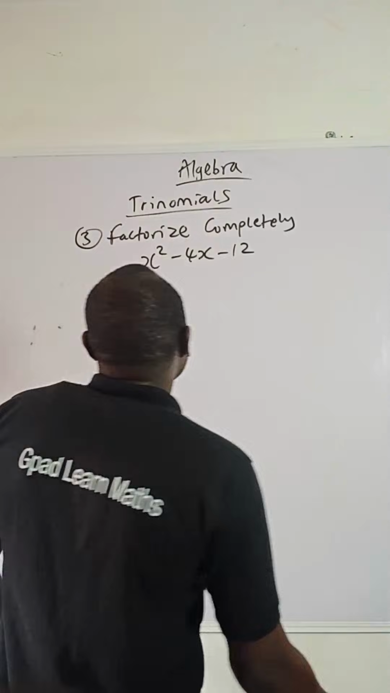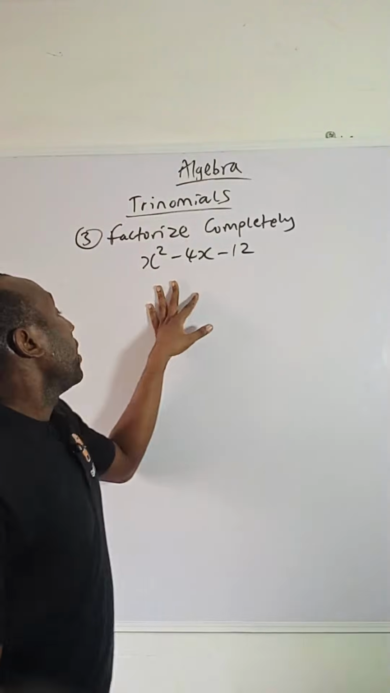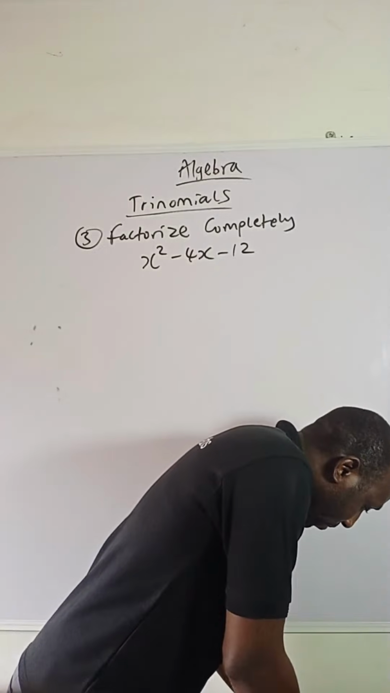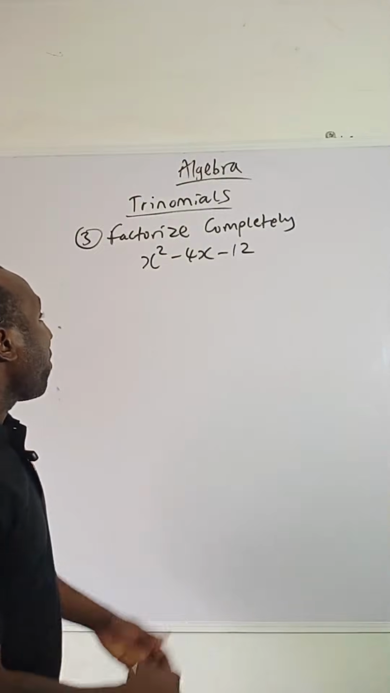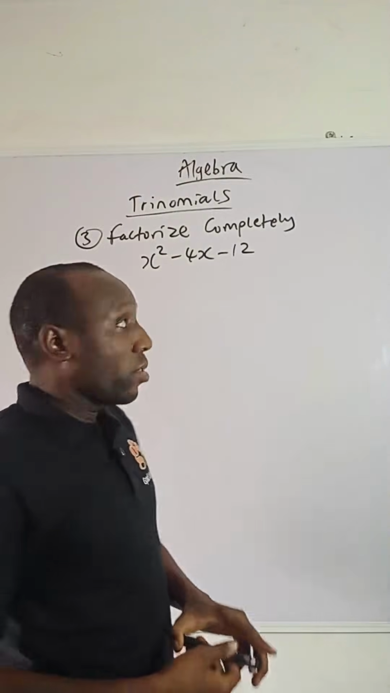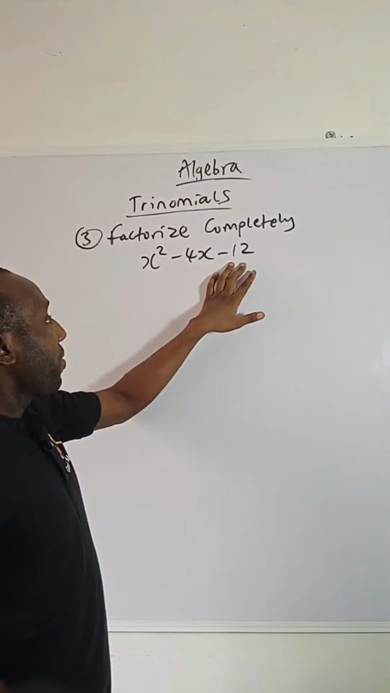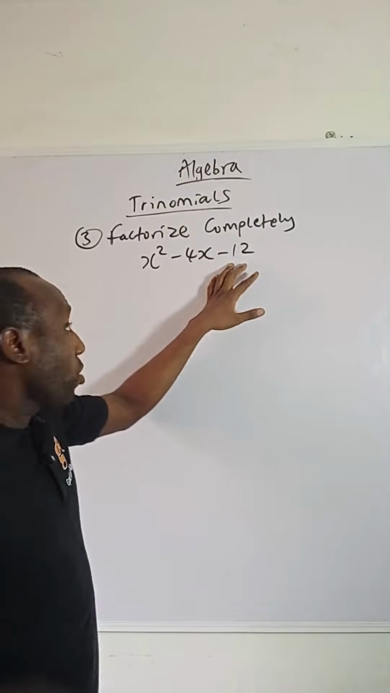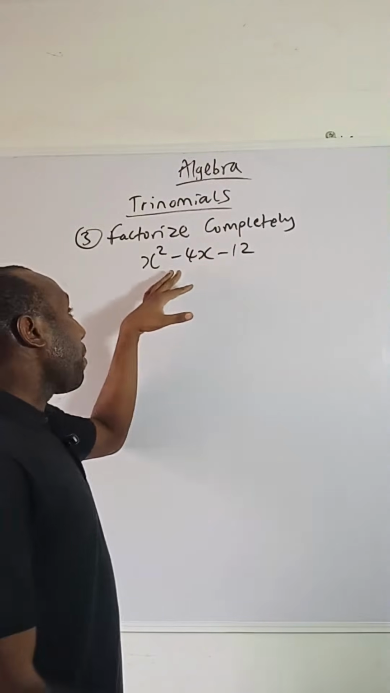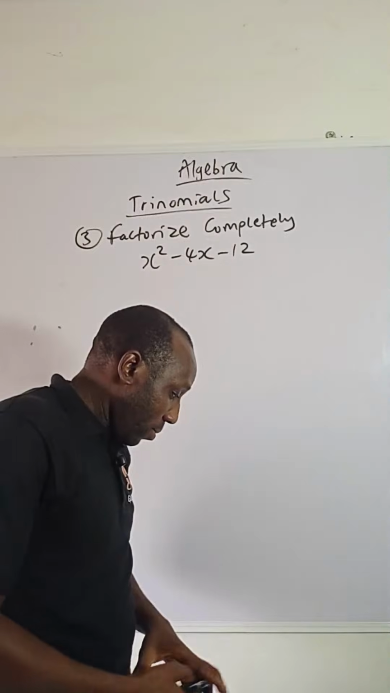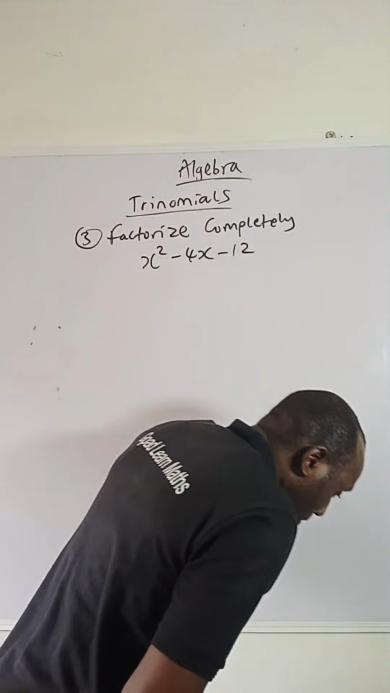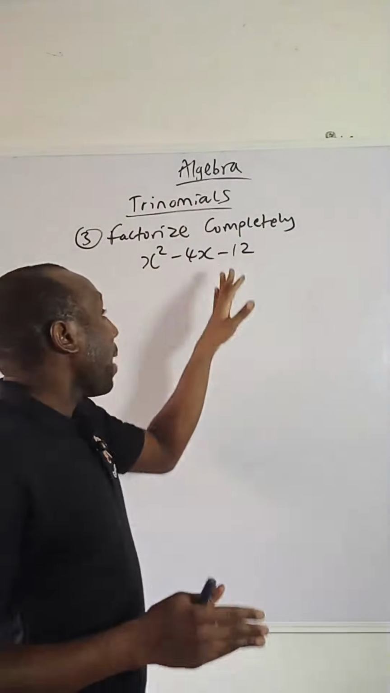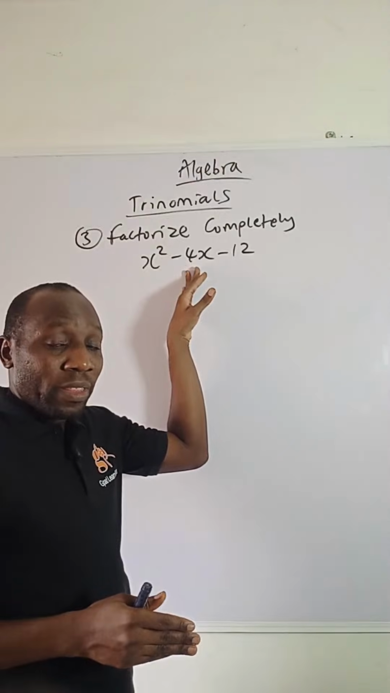I've solved 2 questions on trinomials. Then we have this one to be done as well. So can anybody tell me in the chat? Give me 2 factors. When you multiply these 2 factors, you get negative 12. When you add, you get minus 4. Okay, thank you. When you multiply these 2 factors, you get minus 12. When you add, you get minus 4. What are these 2 factors?